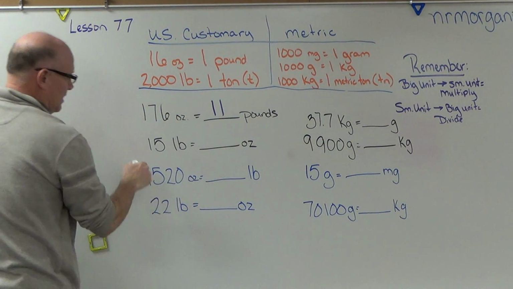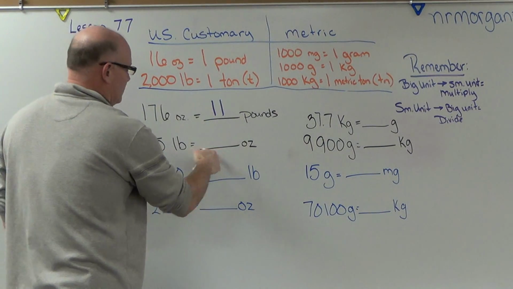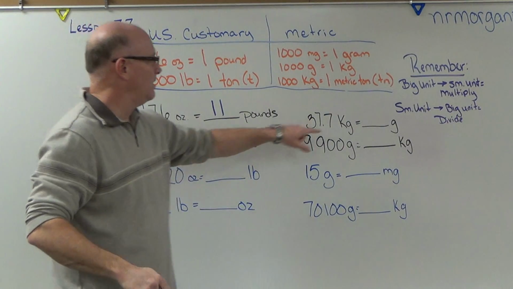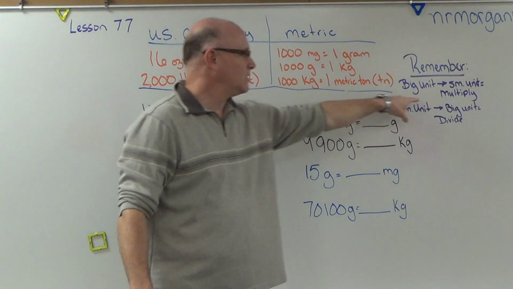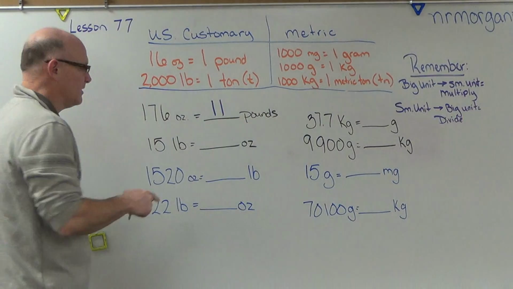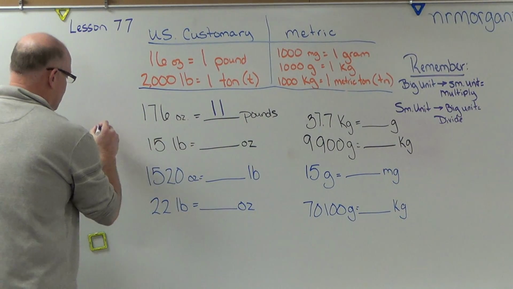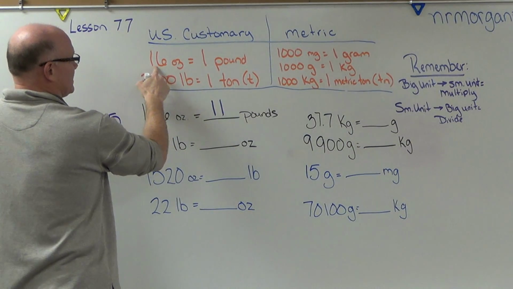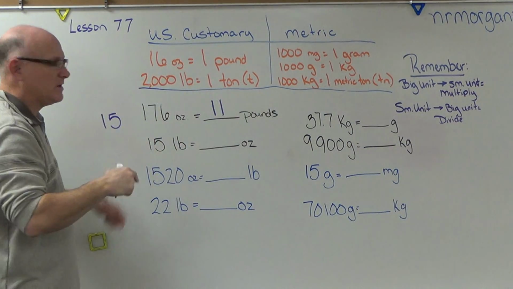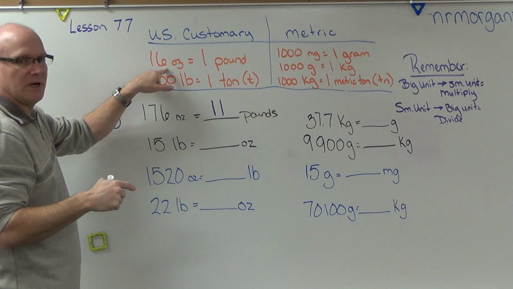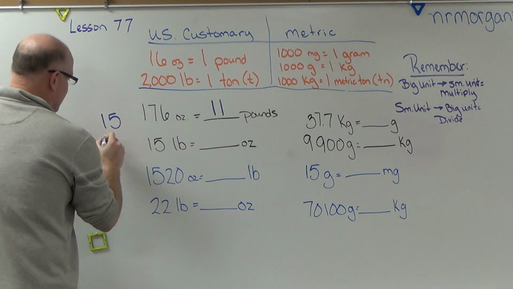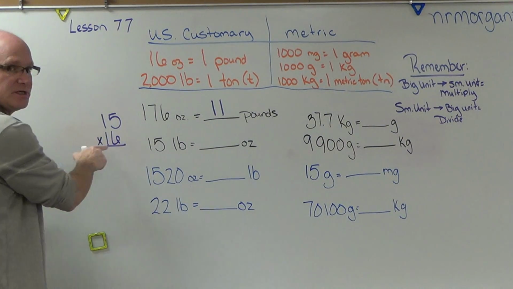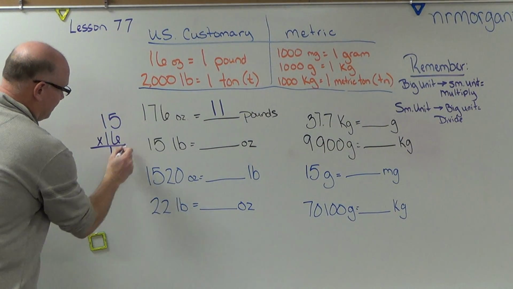Now let's do this one. 15 pounds equals how many ounces? Pounds to ounces. Big to a small. Big to a small, so we know that we are going to want to multiply. 15, and we're going pounds into ounces, so we know 16 ounces again, so that's always the number that we're going to want to divide or multiply by. So 15 times 16.